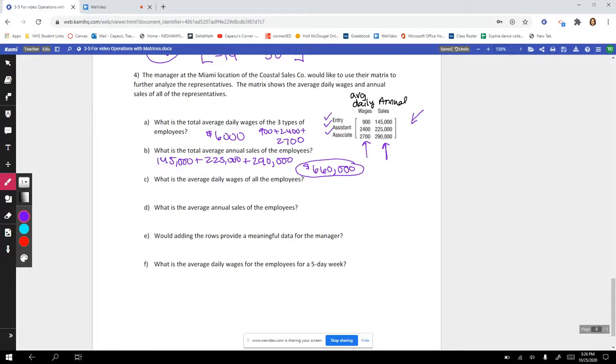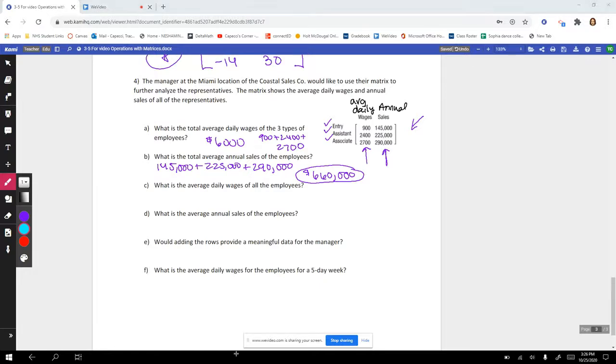What's the average daily wages of all the employees? So now I go to the average daily. I'm going to take 900 plus 2,400 plus 2,700 and divide that by 3 because it's 3 different categories. And I have $2,000. That's the average. The average annual sales of the employees, same idea. I'm going to add these 3 together and divide by 3. And I get 220,000.